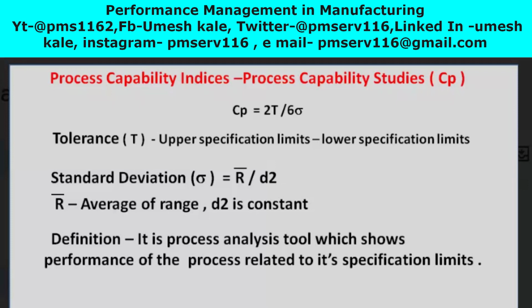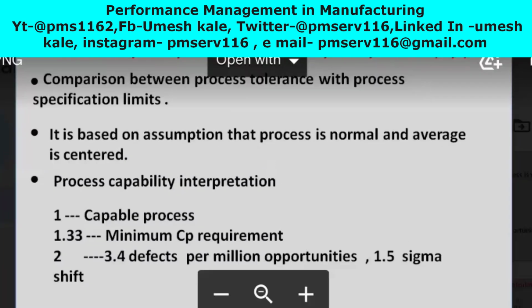So in this slide we have discussed the formula of process capability, then the definition, and then we have also explained what is 2T and 6 sigma. Then we will go to the next slide.